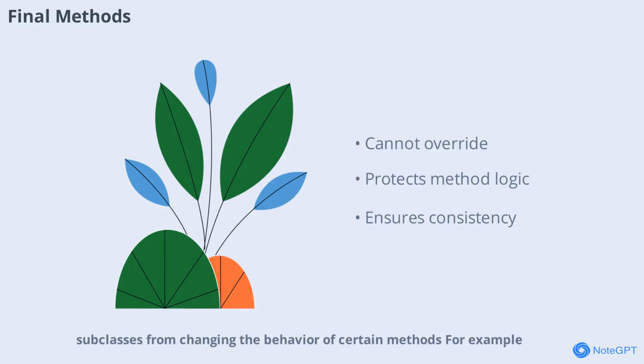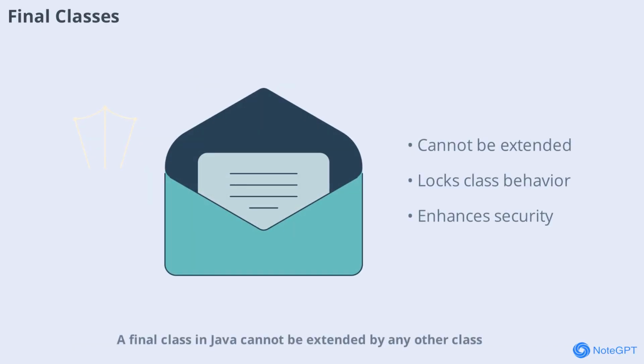For example, if you have a method that handles critical operations, making it final ensures that its logic remains unchanged in all subclasses. A final class in Java cannot be extended by any other class. This is useful when you want to prevent inheritance for security or design reasons. For example, you might create a final class for sensitive operations or to lock down the implementation of certain features, ensuring that no other class can modify or extend its behavior.